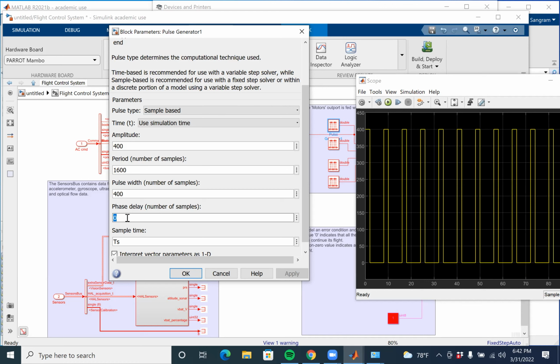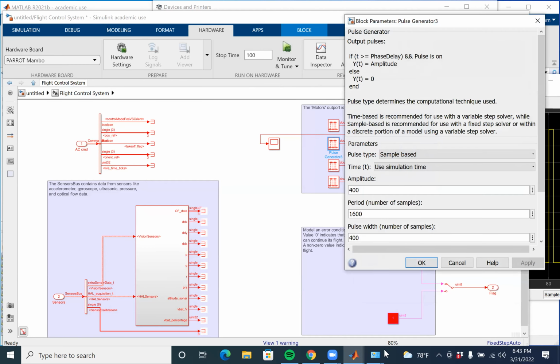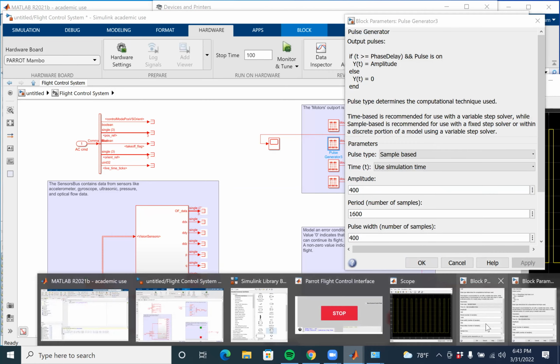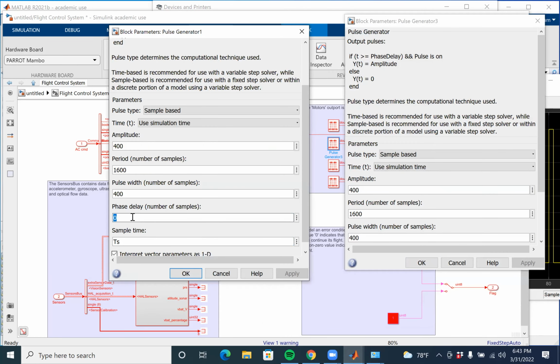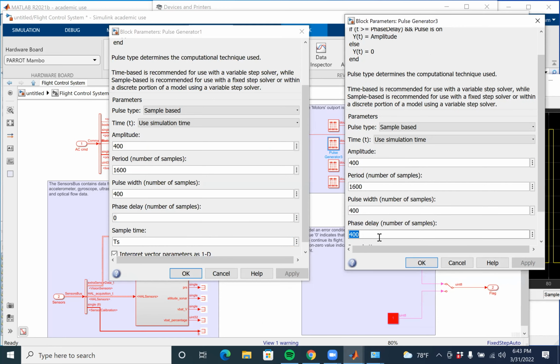So you would see number of samples. If you click on the second PWM block, I want you to click on the second PWM block and you would observe that the first PWM block has phase delay of 0, but the second PWM block has the phase delay of 400 samples. Everyone understood this? That is why you are actually sequencing through the motors.